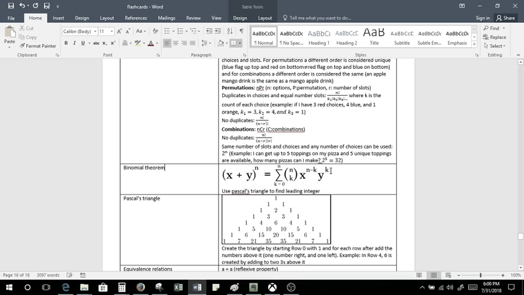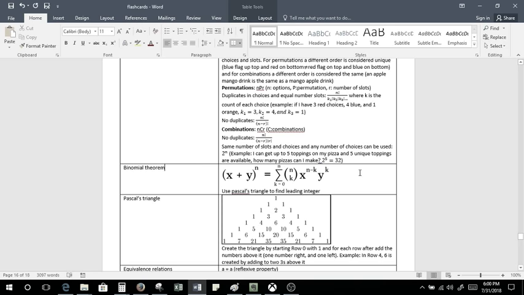So if we had 3 up here in this power, and we're just going to leave it as x plus y, k starts at 0, so x to the 3 minus 0 would be x to the 3, and then y to the k, which starts at 0, would be y to the 0. So that would end up being 1, so it'd be x cubed.